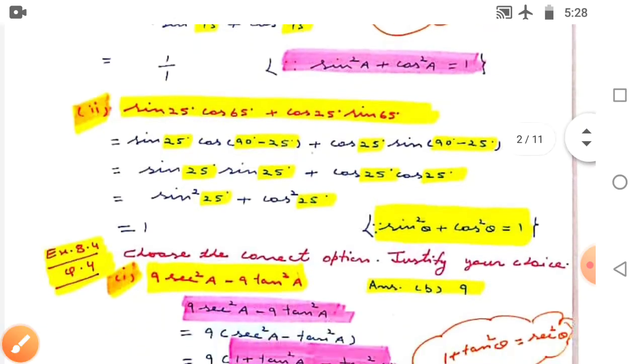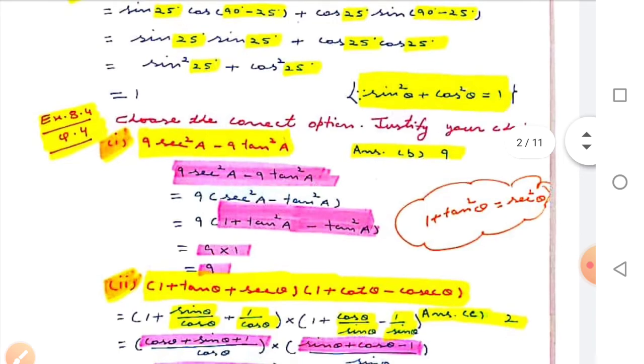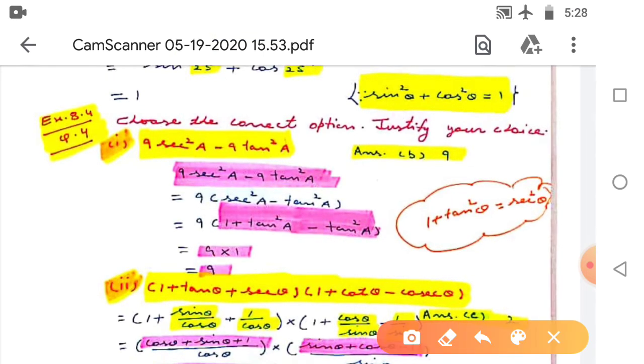Now come to question number 4, and your question is, look at it. Choose the correct options and justify your choice. The first part, 9 sec square A minus 9 tan square A. Let us solve. See, in each and every step you have to see whether we are going to apply any identity or not.